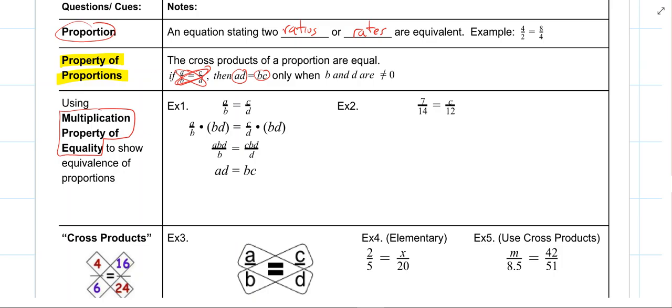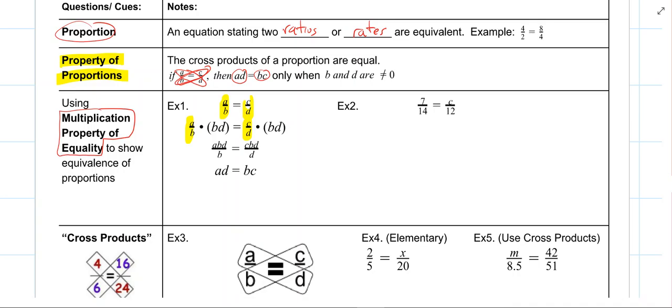Now this may look confusing to you, but we're going to do example 1, talk through it, and I'll give you an additional example 1, and then we'll do example 2, and then we'll move into cross products. So example 1, it's all letters. I know that this is kind of hard for you guys to understand, but watch this carefully, maybe even rewind it. Notice that I have A over B is equal to C over D. I have A over B and C over D. And I'm multiplying both sides by the same exact thing.